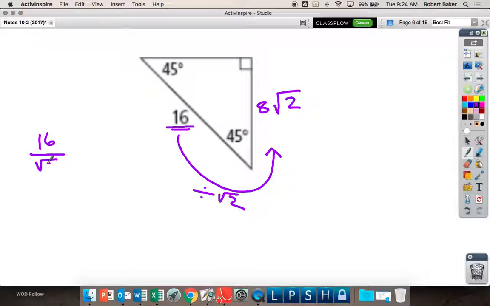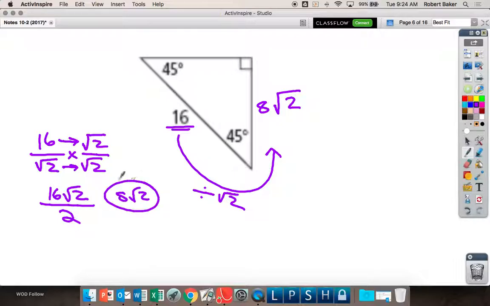So let me attempt to do that. 16 divided by the square root of 2. Step 1, multiply by 1. 16 times the square root of 2 is 16 square roots of 2. The square root of 2 times the square root of 2 is 2. 16 divided by 2 is 8. Oh, I just did all those steps in my mind. All about shortcuts, guys. They're supposed to be shortcuts for a reason.